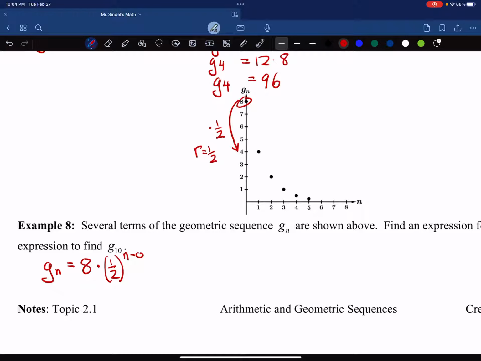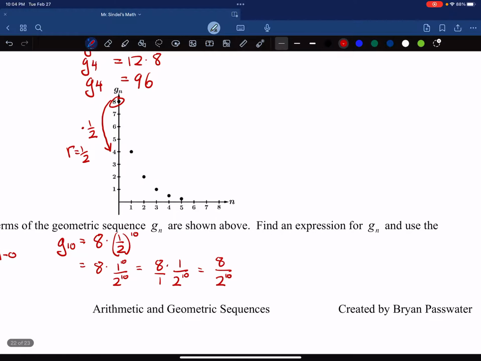Okay, now I'm going to use that to find the 10th term. So g sub 10 is going to be 8 times a half, and that's going to be raised to the power of 10. All right, so what do we have here? This is going to be 8 times 1 to the power of 10 over 2 to the power of 10, which is going to be 8 times 1 over 2 to the power of 10. That's technically over 1. So this is going to be multiplying straight through as 8 on the top and 2 to the power of 10 on the bottom.